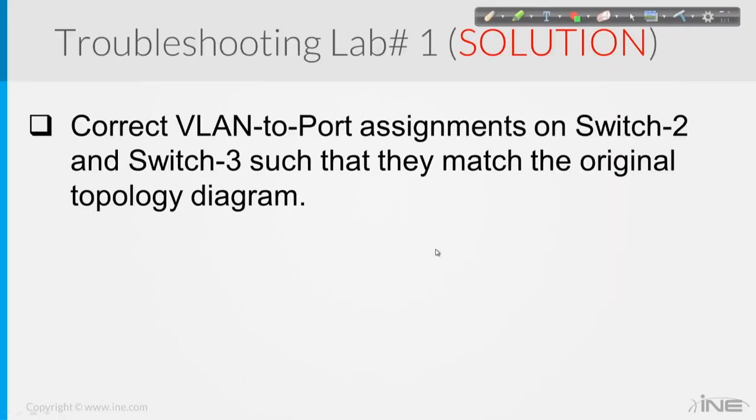So in this particular lab, switch 2 and switch 3 had incorrect VLAN to port assignments. On switch 2, his port was in the right VLAN, but the VLAN itself didn't exist. So we had to create it again. On switch 3, the correct VLAN, VLAN 4, did exist, but the port leading to router 4 was not in that VLAN. It was in VLAN 44. That was a mistake. There is no VLAN 44 in this topology. That was incorrect. So that is the solution to this lab.